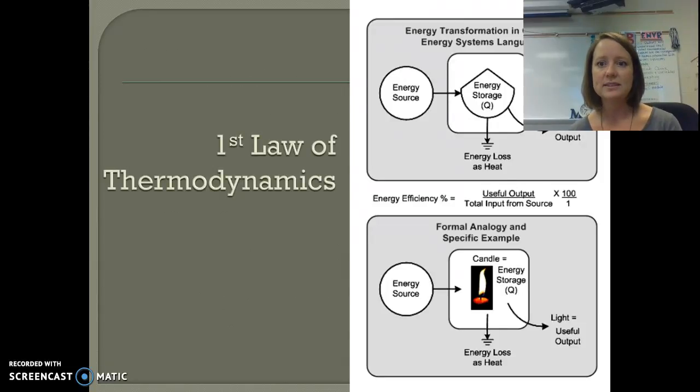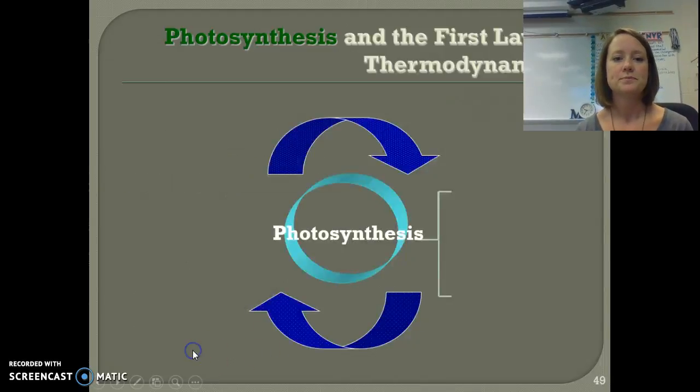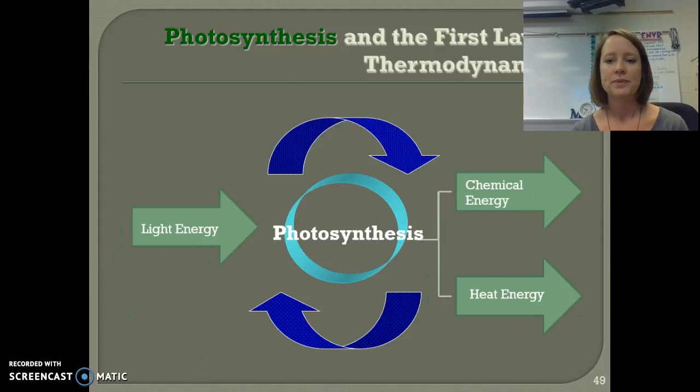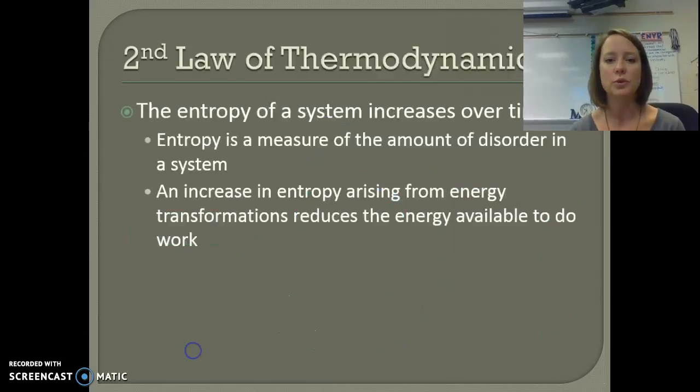In an Earth system, you have your energy source, you have an energy storage, and then you have an output. So here you can see, if we look at a candle as an example. All right, so the candle, you have your energy source, which is the fire, and you're going to have two outputs. You will have light, which is your useful output, and then you have energy that is lost as heat, which is not useful unless you're trying to warm your hands over the candle. All right, so with photosynthesis, our inputs into the system, light energy, and our outputs are chemical and heat energy. So we have the same amount of energy, but we've converted it into two forms.